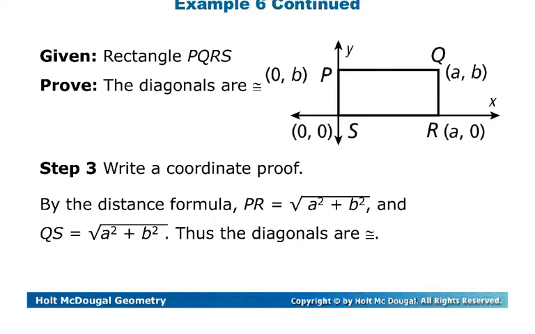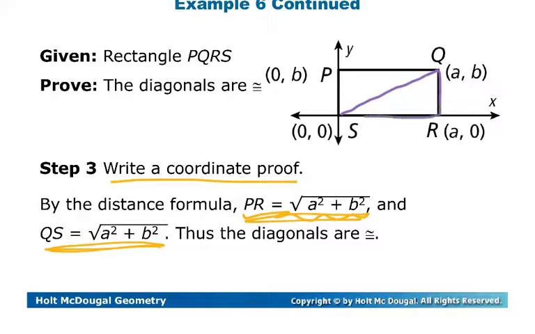Here's the image that I drew in the previous one, but now it's just coordinates. In order to write the coordinate proof, we're going to get the distances. Notice that this is already kind of given for us. PR is the square root of a squared plus b squared, and QS is the square root of a squared plus b squared. There are two ways of doing this, and the easier way is the fact that this is a right triangle. So instead of using the distance formula, I can just say this side squared plus this side squared equals this diagonal squared. If a squared plus b squared equals c squared, how do I get c by itself? I square root both sides, which leaves c by itself.